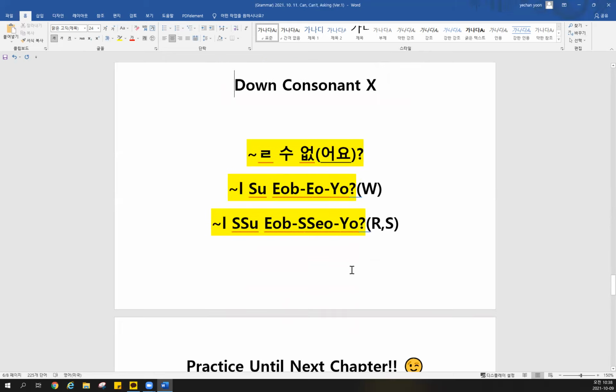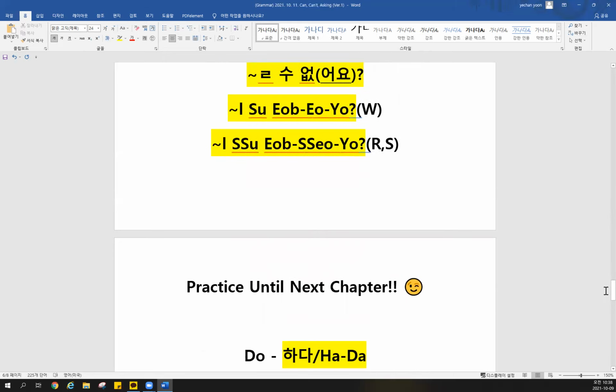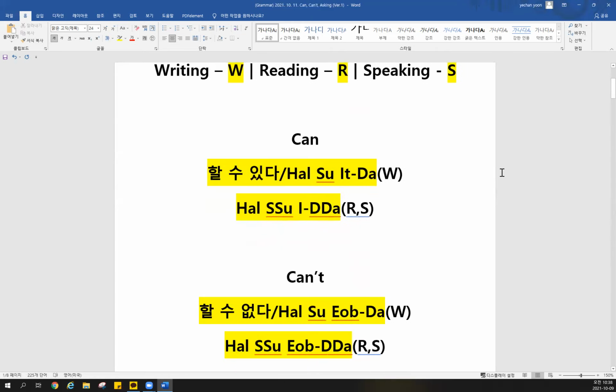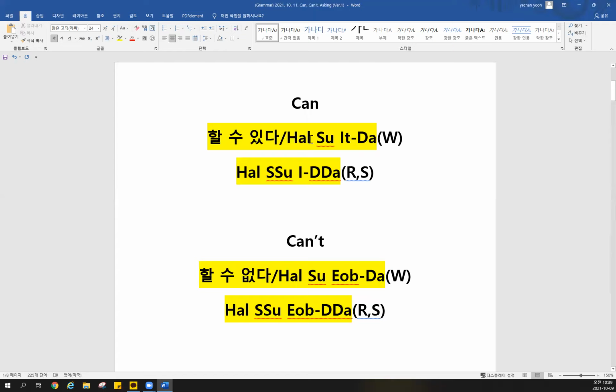All right, then this one is going to be the next one. Okay, I'm going to try the next one, okay? So let's review first, okay? You need to memorize what kind of format we're going to use for the can't and for the asking. So for the basic meaning of can and can't, can is 할 수 있다.